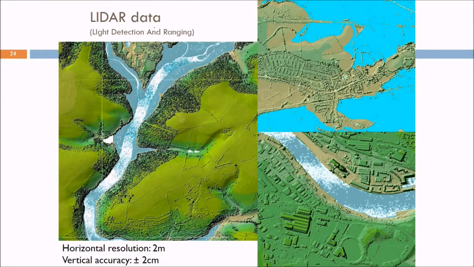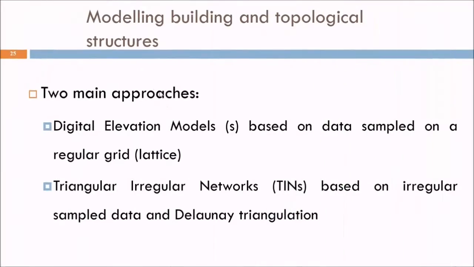Then we come to the LIDAR data, the most talked about technology today, which is being applied everywhere. This is light detection and ranging. LI for light, D for detection and ranging. See, the horizontal resolution is 2 meter. 2 meter horizontal resolution. And the vertical accuracy is excellent, plus minus 2 centimeter. How good it is.